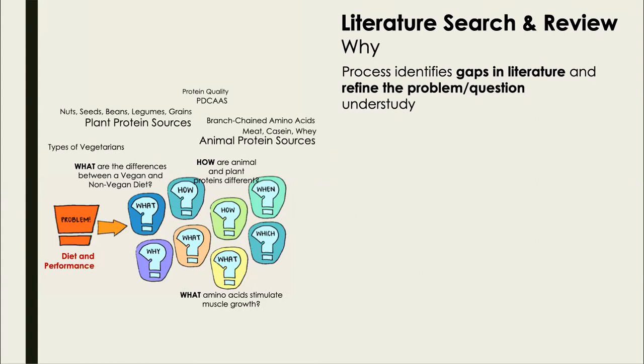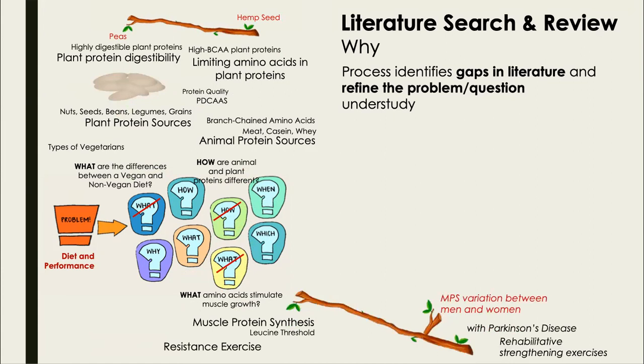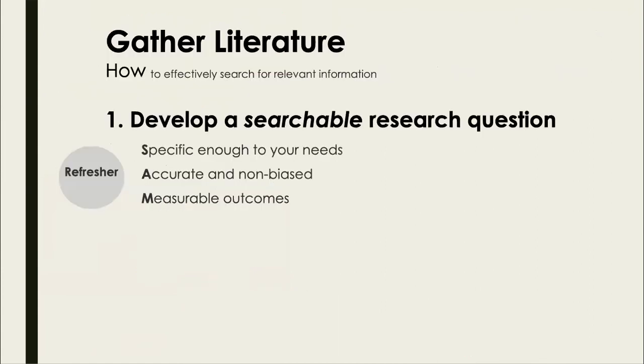These are just some answers to some of these questions. There's different plant proteins, different animal proteins. So we're looking at how they are going to affect your performance. Does plant protein digestibility play a role? Are there limiting amino acids in plant proteins? And a lot of this is stuff that you may not already know. So we're going to read through the literature and find the answers to our problems and refine our questions so we can really hone in on what we want to look for.